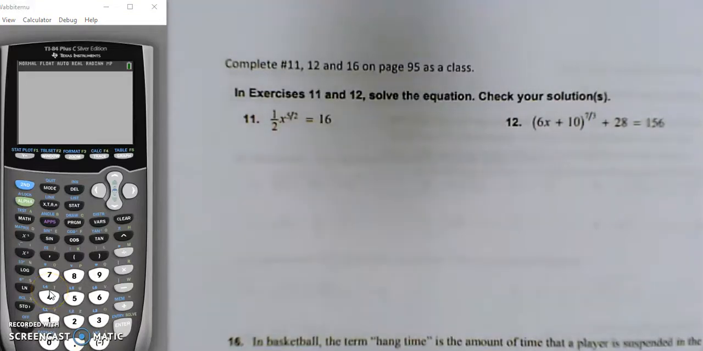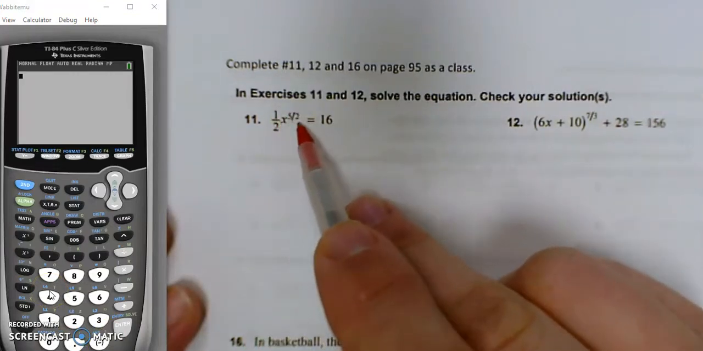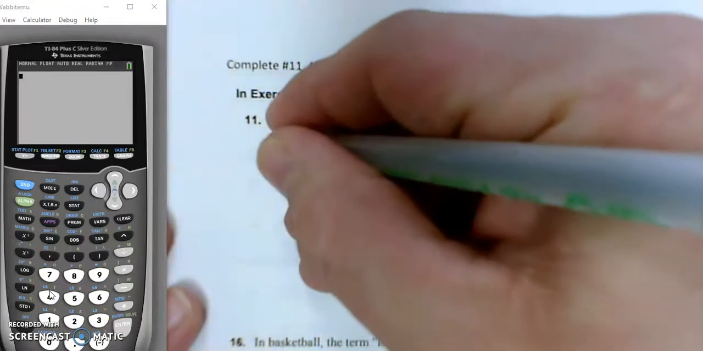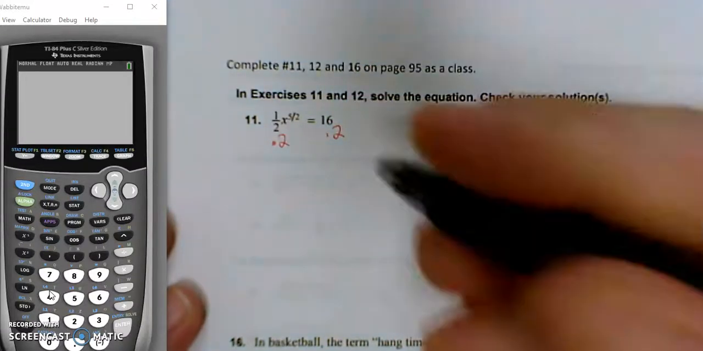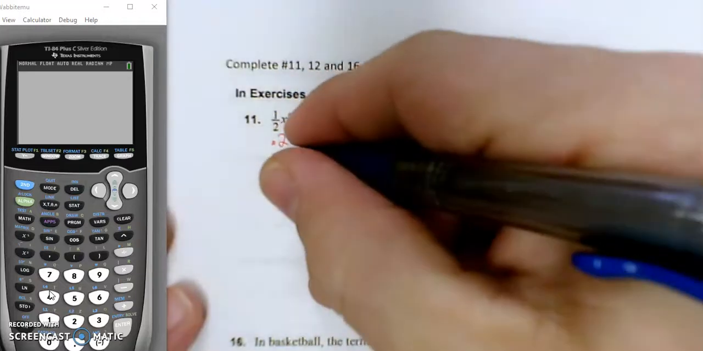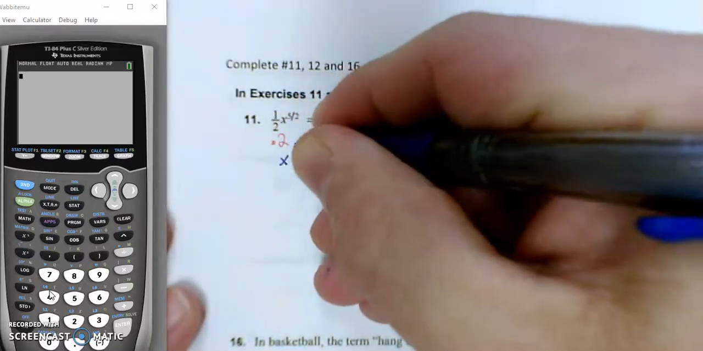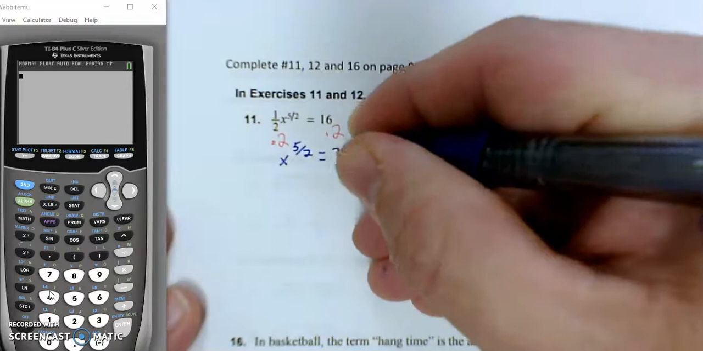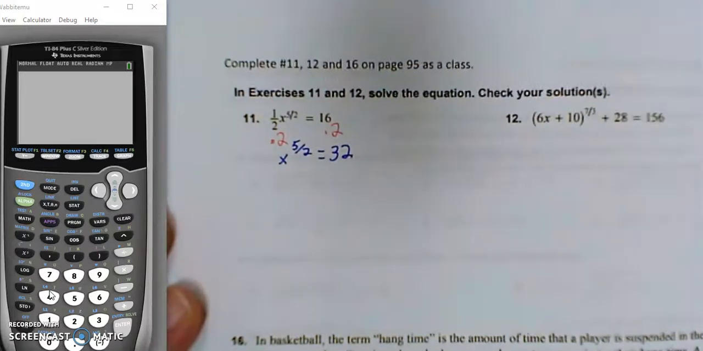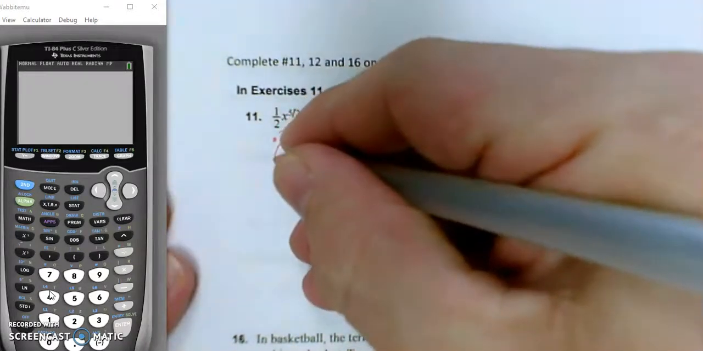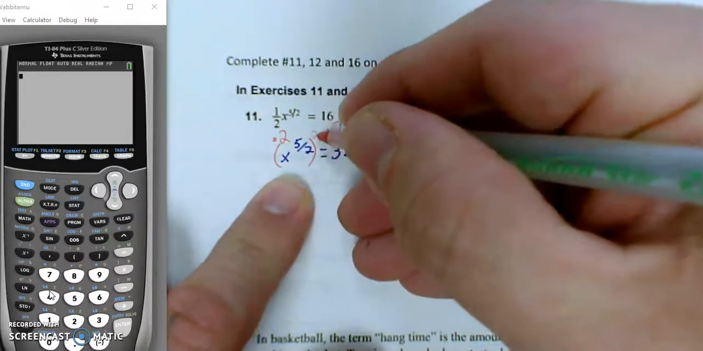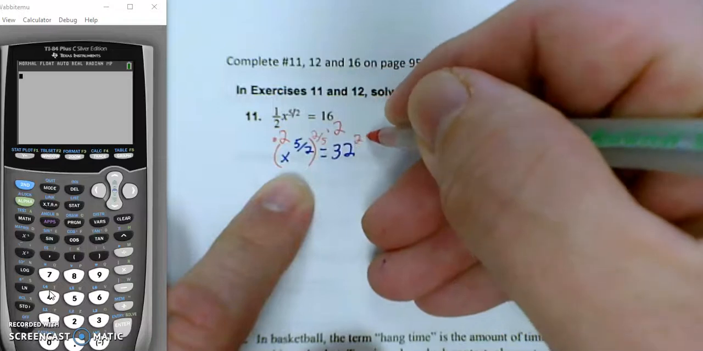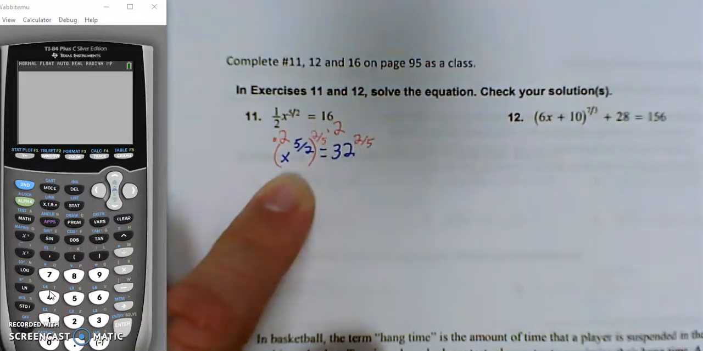Next up is exponent expressions. So what's going to happen here is I'm going to get the x to the 5/2 by itself by canceling out that 1/2, and I'm going to do that by multiplying both sides by the reciprocal, 2 over 1. So now I would be left with x to the 5/2 equals 16 times 2, which is 32. Now, to cancel out the exponent, you're going to use the reciprocal there as well. So the reciprocal of 5/2 would be 2/5. So I'm going to raise both sides to the 2/5 power.